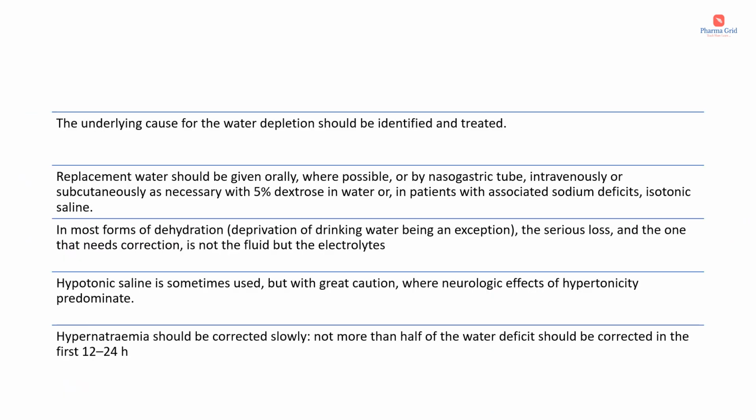As a treatment option, the underlying cause for the water depletion should be identified and treated. Replacement water should be given orally where possible or by nasogastric tube, intravenously or subcutaneously as necessary with 5% dextrose or, in patients with associated sodium deficit, isotonic saline. In most forms of dehydration, deprivation of drinking water being an exception, in the case of serious loss, the one that needs correction is not the fluid but the electrolytes. Fluid along with these electrolytes are really very important, especially in cases of diarrhea, vomiting, such type of conditions.